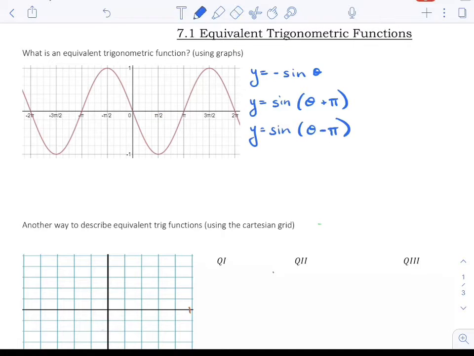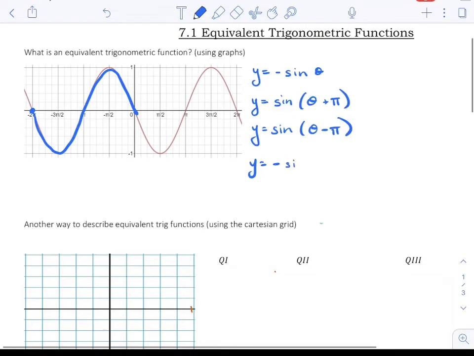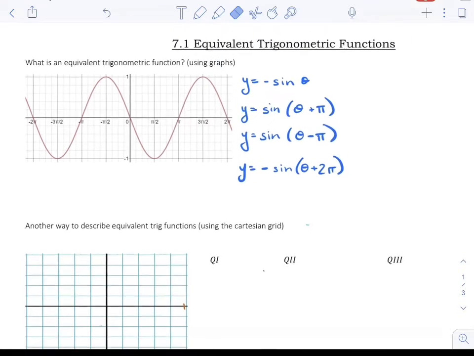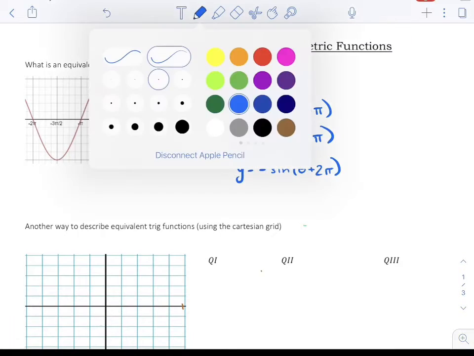Maybe you look at this and say, well, I see it starts here, goes down and up. That's a sine function that's been flipped because it starts going down to its minimum. And you might say, well, that looks like it's been shifted to the left 2 pi. So you could have negative sine theta plus 2 pi, might be another example. So these are all equations that represent the exact same graph. So these are all equivalent to each other. Is that it? No. There's a few more that we can come to that would be equivalent to that.